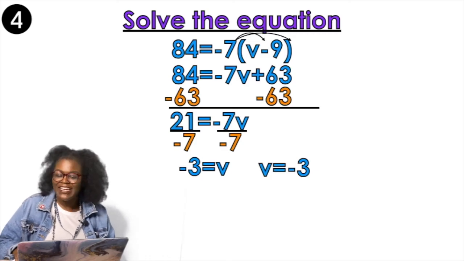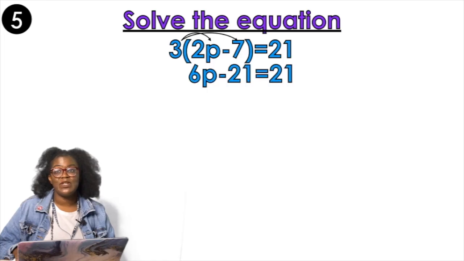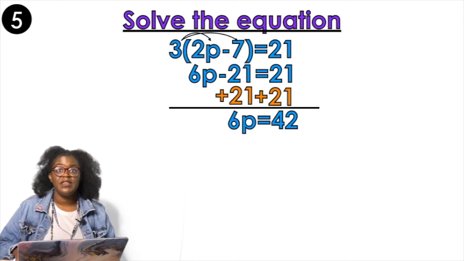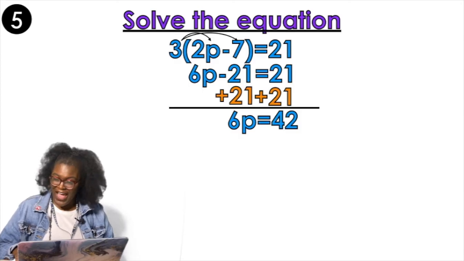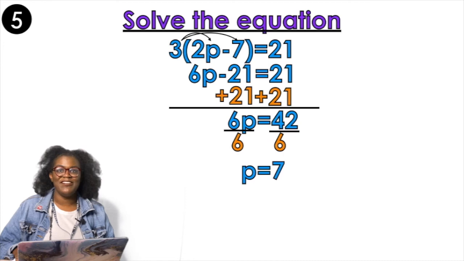Are you getting the hang of it? I hope so. Okay. 3 times 2p, and then 3 times negative 7 is 6p minus 21 equals 21. Plus 21, plus 21. 6p equals 42. How do I get rid of the 6? Did you say divide? Divide! Okay, sorry. P equals 7.